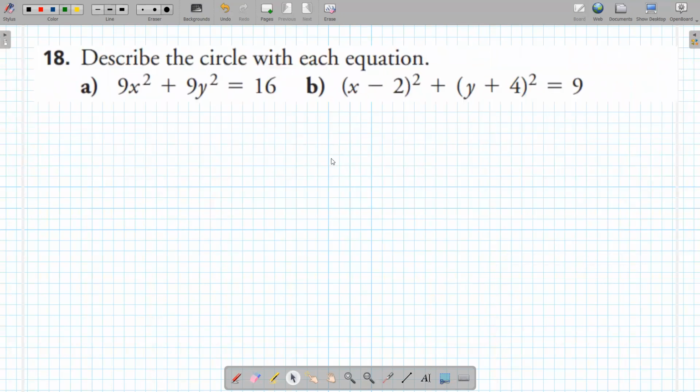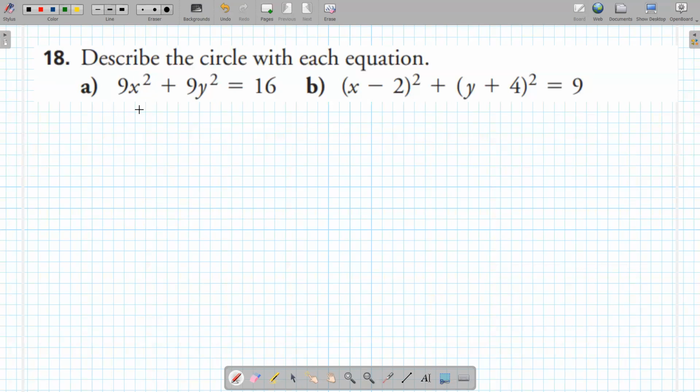Describe the circle with each equation. A, 9x squared plus 9y squared equals 16. What's the radius? It's a trick question. 10 points if you can tell me what the radius is for part A. Is it 4? It's not 4, because it's not in the right form.